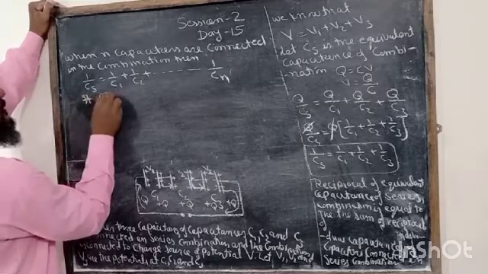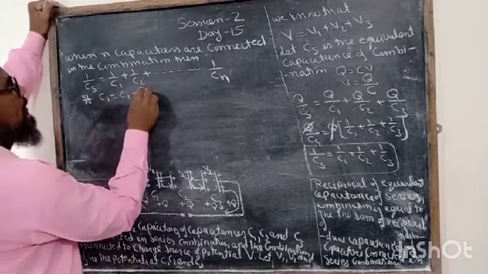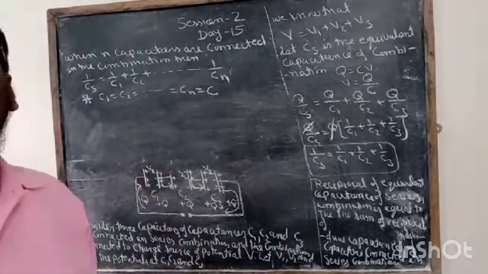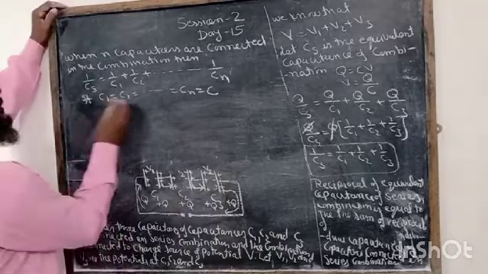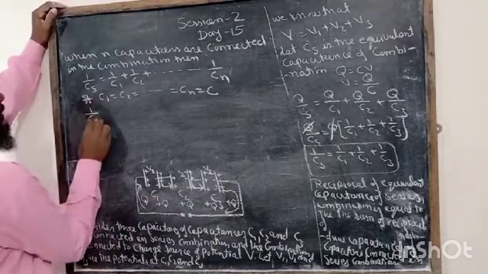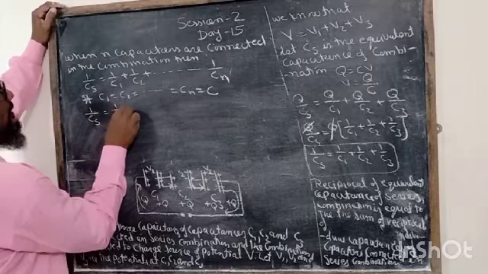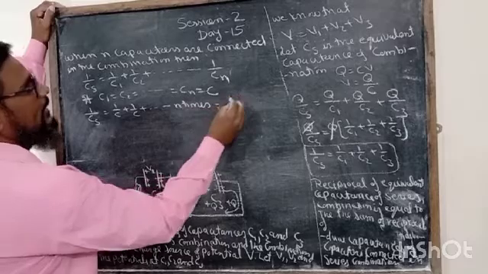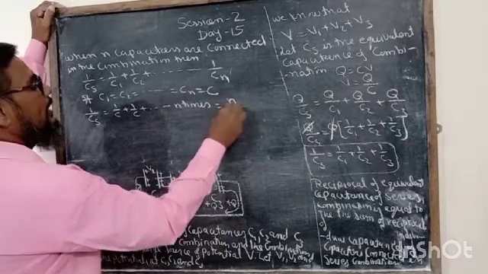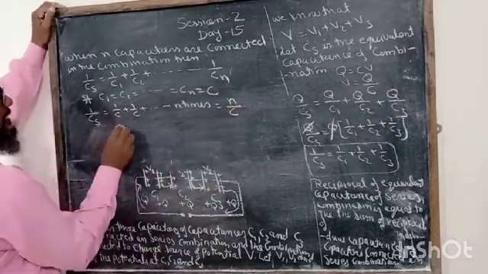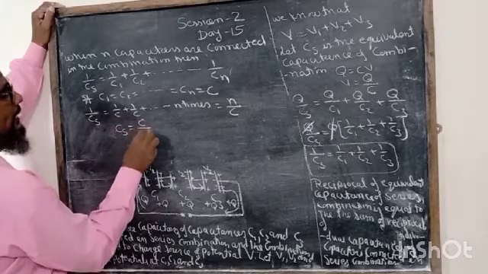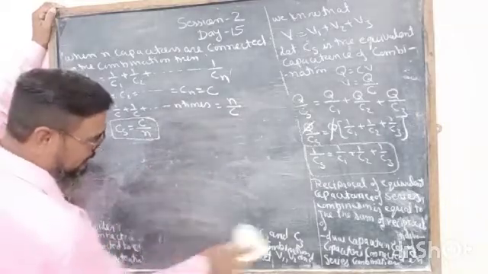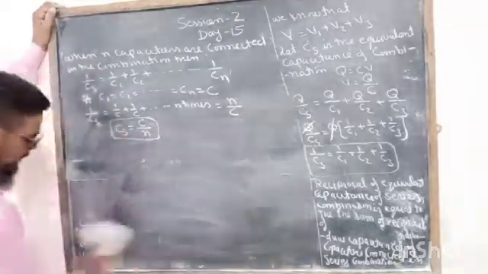And again, if C1 is equal to C2 is equal to up to Cn is equal to C, that is, the capacitances of all capacitors are equal, then 1 upon Cs is equal to 1 upon C plus 1 upon C plus up to how many times? N times. This will be equal to N upon C, which means Cs is equal to C by N. If the capacitors are equal, then in this case we shall consider this.